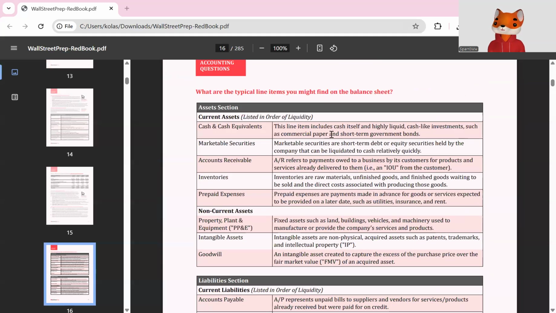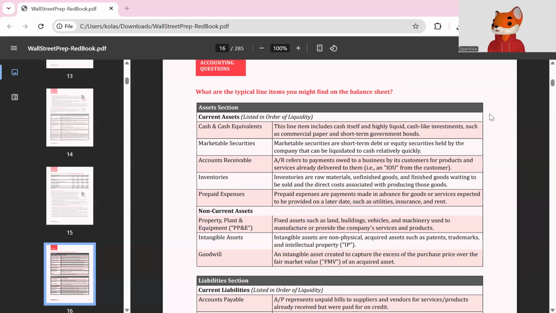So what are the typical line items one might find on a balance sheet? In the assets section, in the current assets section, one would find cash and cash equivalents, marketable securities, accounts receivables, inventories, prepaid expenses, while non-current assets include property, plant, and equipment, intangible assets, goodwill.